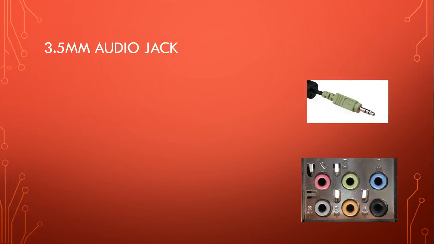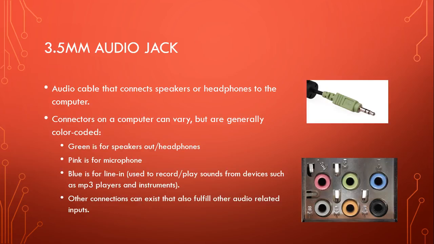Next is the 3.5 millimeter audio jack. This is an audio cable that connects speakers and headphones to the computer. Connectors on a computer can vary, but are generally color-coded. Green is for speakers or headphones. Pink is for a microphone. Blue is for line in. This is used to record and play sounds from devices such as MP3 players or instruments. Now there are other connections that can exist, as noticed here in this example. You can see that we have some other color codes that also can fulfill other audio related inputs.